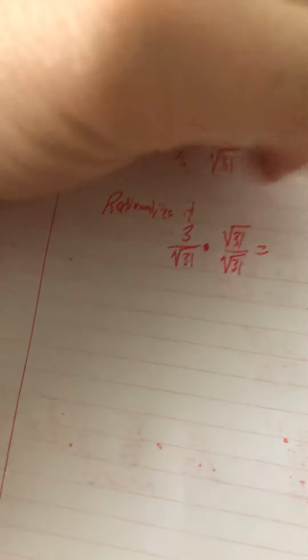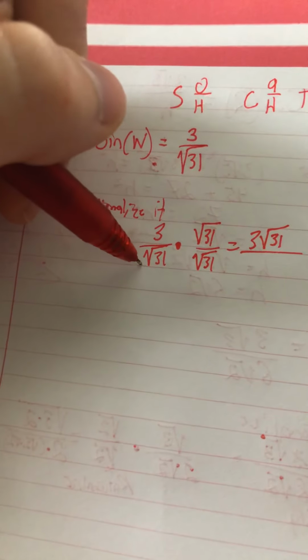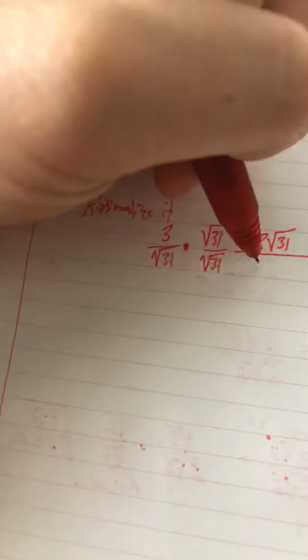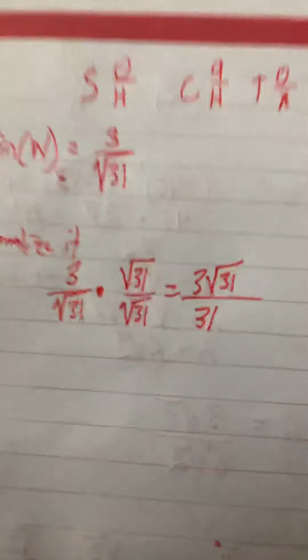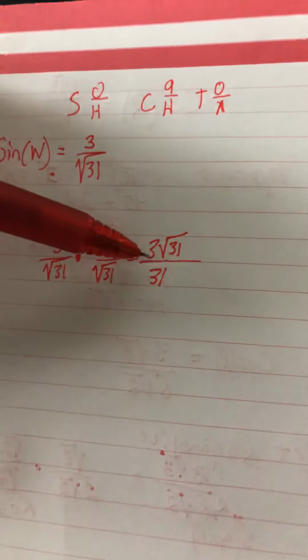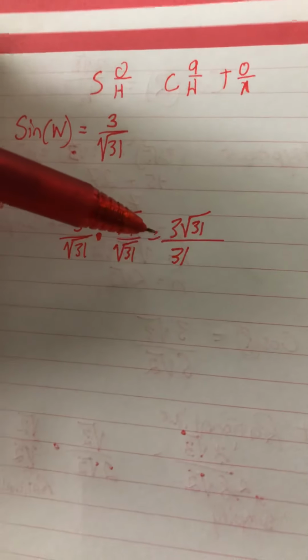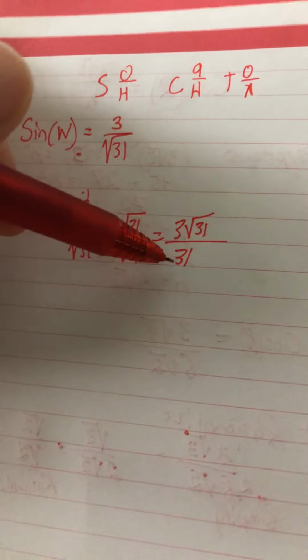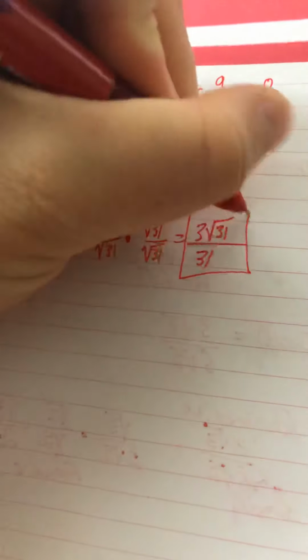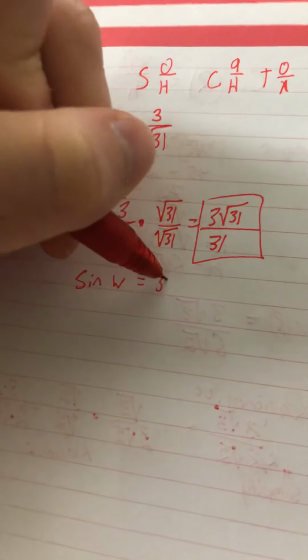So let's do top times top. So we've got 3 times the square root of 31, which is 3 root 31, over, okay, square root of 31 times square root of 31 should just equal 31. Now we want to check to see if we can simplify it. Can we divide 31 and 3 by the same number? Well, 3's factors are 1 and 3, and we cannot divide 31 by 3. So this is going to be our final answer. Sine of W equals 3 root 31 over 31.